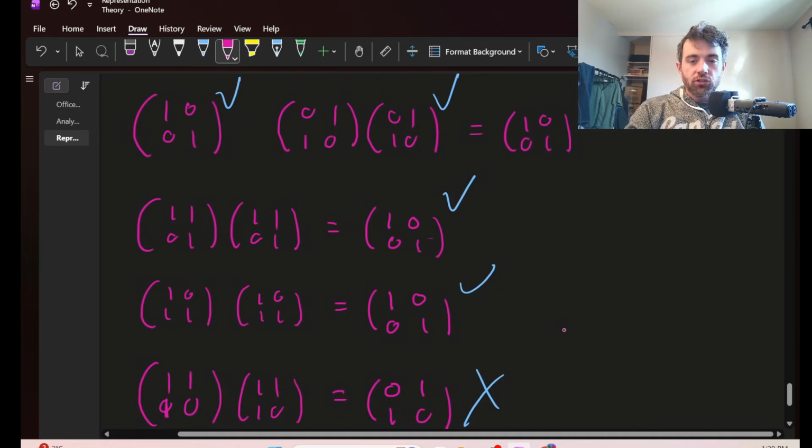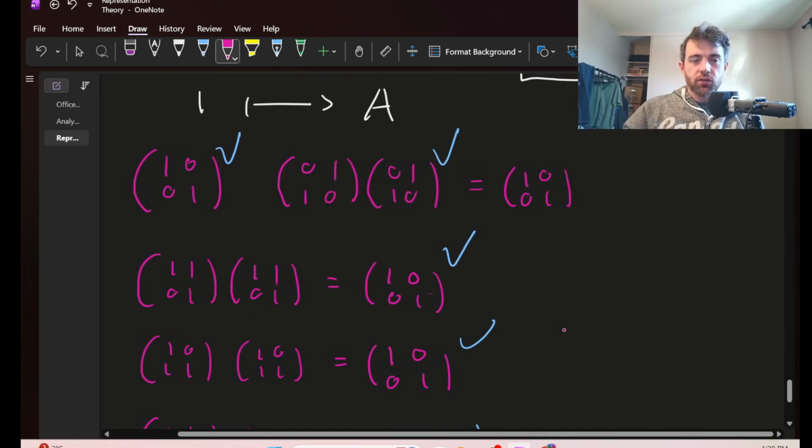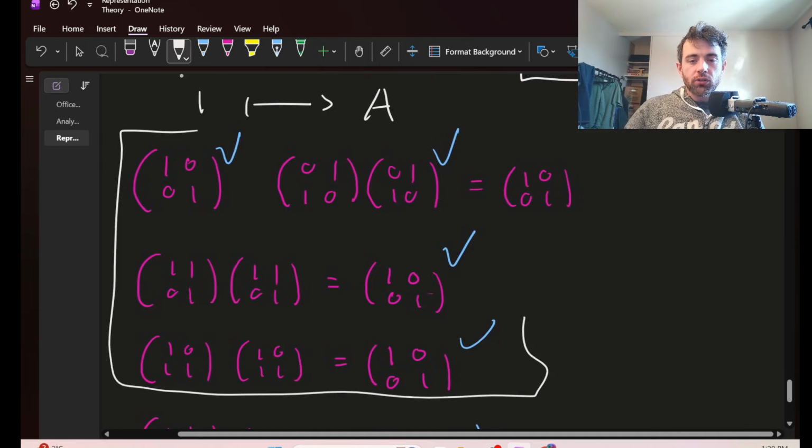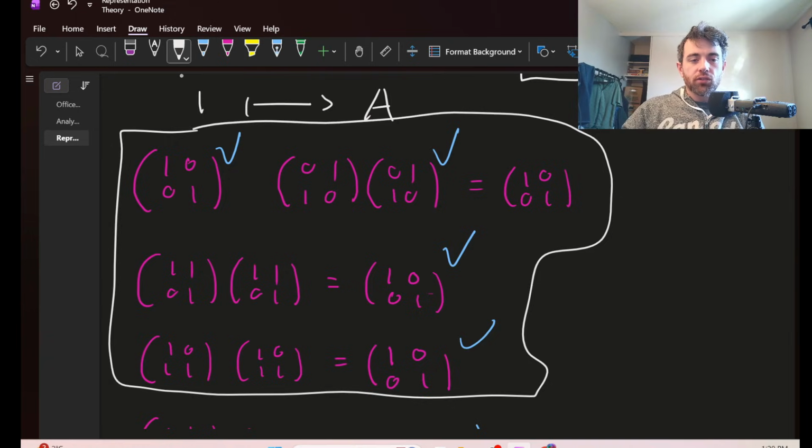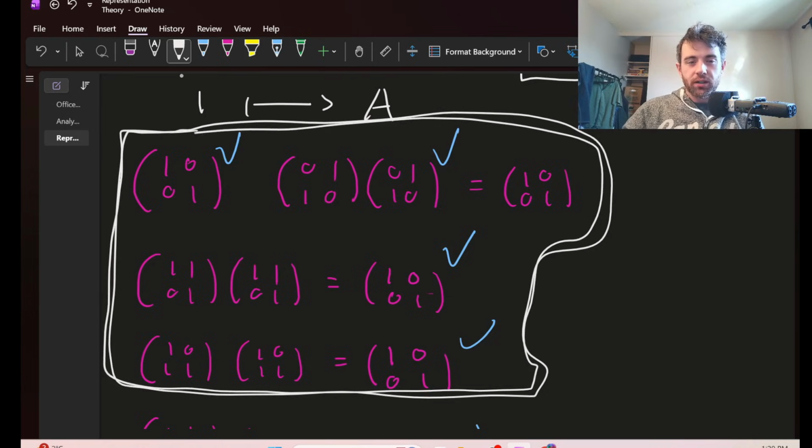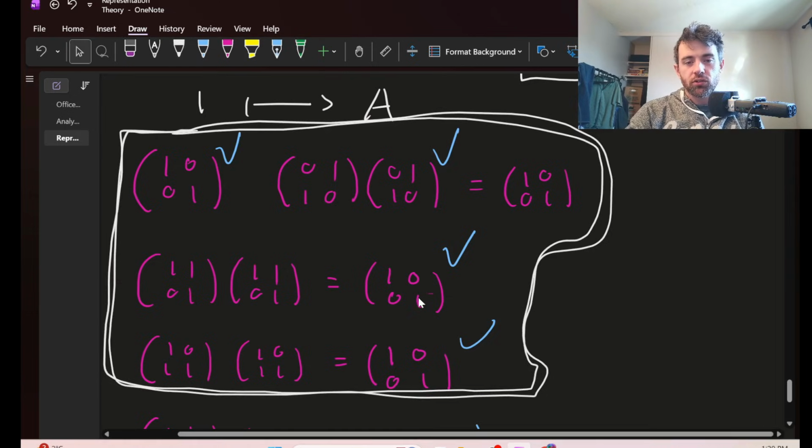So we essentially have a complete classification of these representations. And we can ask ourselves, what are the properties that these representations have? Do they have any similarities? Do they have any differences? What are things that we could ask about these representations?